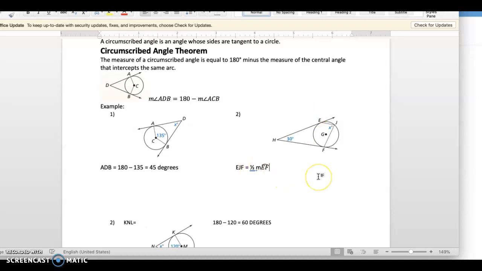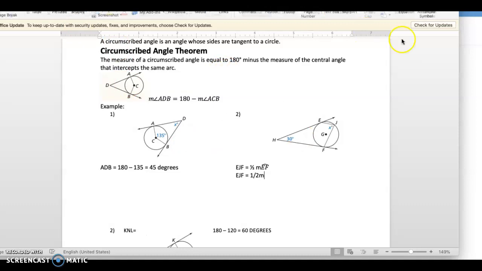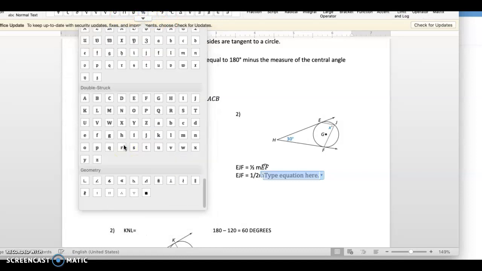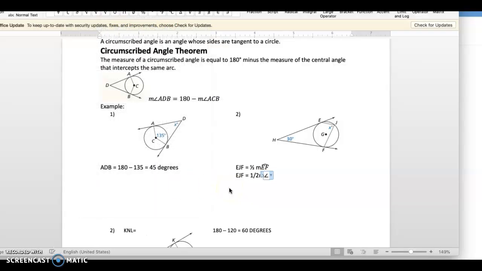Now, I also don't have the measure of arc EF, so I want to keep trying different ways I can start to solve it. I still know that angle EJF is going to be equal to 1/2 the measure of EGF. That's also one of the common things that you can assume. I hope you're starting to follow that this inscribed angle is also half of the central angle.